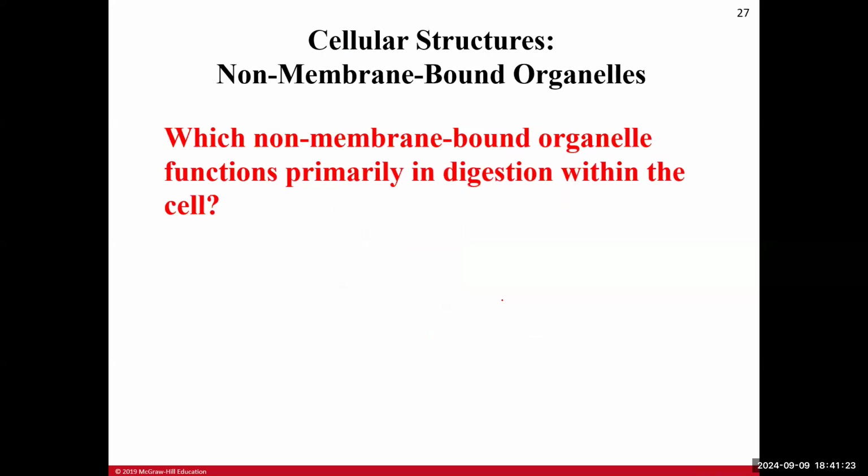All right. So which non-membrane bound organelle functions primarily in digestion within the cell? Well, it'll be the one that we just talked about, proteasomes. All right. Specific for protein digestion, but yeah, for the non-membrane bound ones.